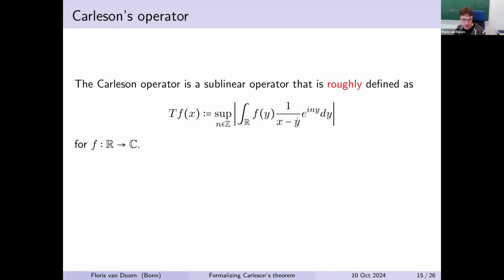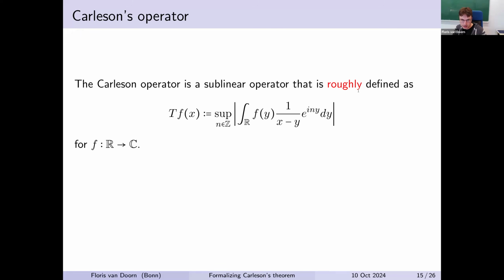And the other thing is you don't take this integral just once, but you take the absolute value and then you take the supremum over all Fourier coefficients, basically all integers n. And so this is not a linear operator in F, but because of the absolute value and the supremum, it's only sublinear. So this operator applied to a sum of two functions is less than or equal to the sum of the operators applied to the individual functions, but it might not be equality.